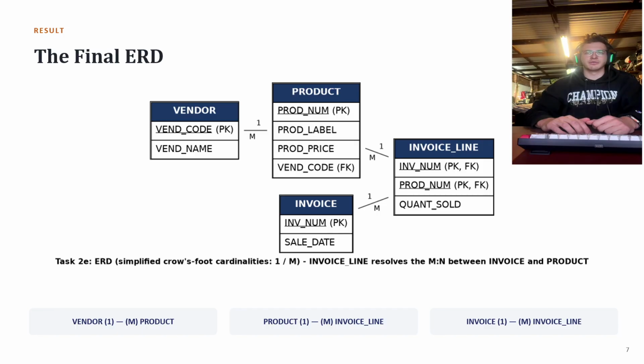That's my process, starting from the raw table, identifying the key and its dependencies, normalizing step by step to third normal form, and then layering relationship cardinalities on top to produce the ERD.